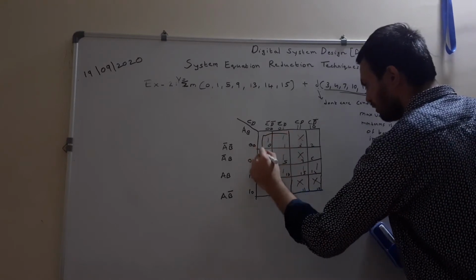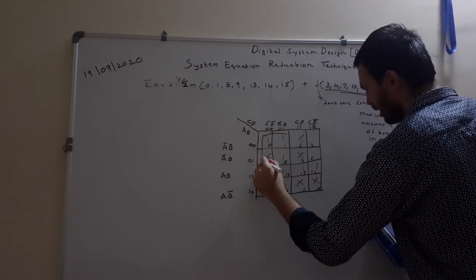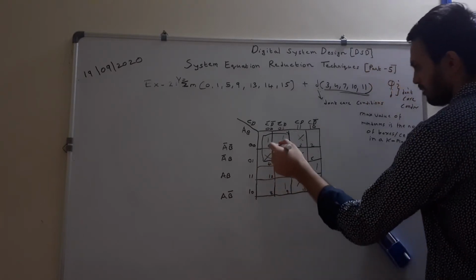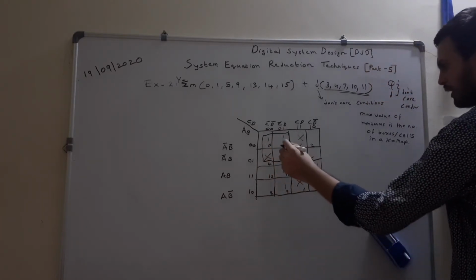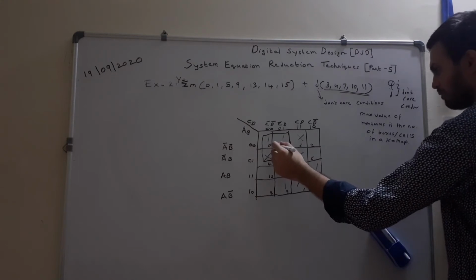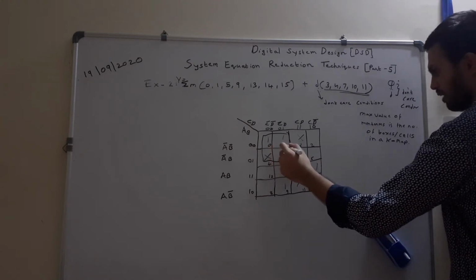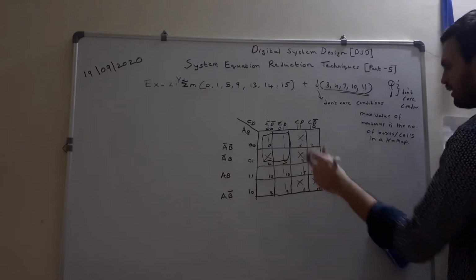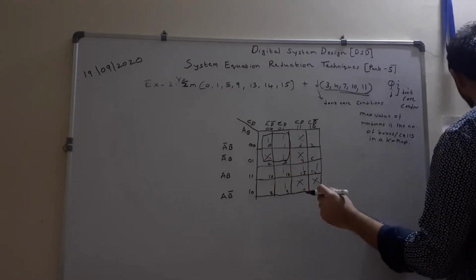Now let us start our grouping procedure. We can group don't cares with ones. That was also one rule of grouping. So this is one quad, in which I have grouped minterms 0 and 1 and don't care condition 4 along with minterm 5. This way you can form a quad.